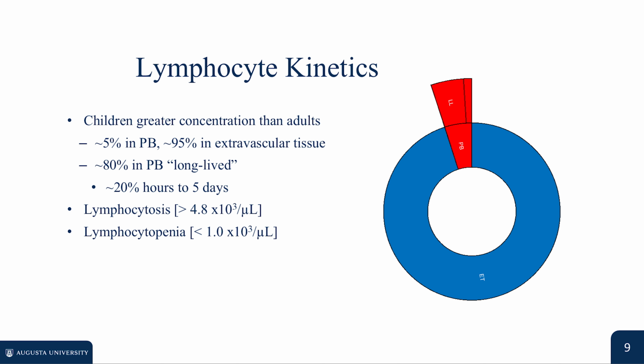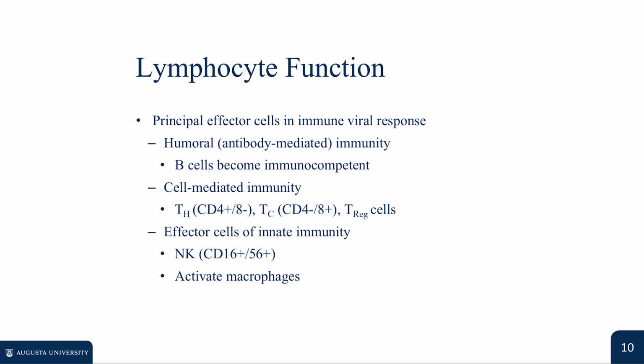Conversely, lymphopenia is defined as an absolute lymphocyte count falling below 1.0 times 10 to the third per microliter. Both conditions warrant targeted clinical investigation to identify underlying infectious, autoimmune, or malignant causes. Functionally, lymphocytes represent the primary effector cells driving immune responses against viral pathogens, intracellular bacteria, and transformed neoplastic cells. They execute three interconnected branches of immunity: humoral immunity, cell-mediated immunity, and innate immune surveillance.